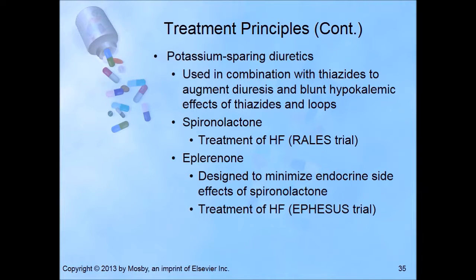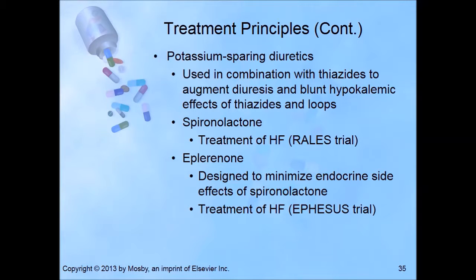Eplerenone is an aldosterone-specific antagonist designed to minimize the unpleasant endocrine side effects of spironolactone. It is effective in the treatment of heart failure in post-MI patients and may cause relevant increases in potassium levels greater than 6 milliequivalents per liter. Renal function and potassium levels should be followed closely with this medication, usually 1 week and 1 month after dosage adjustments are made.